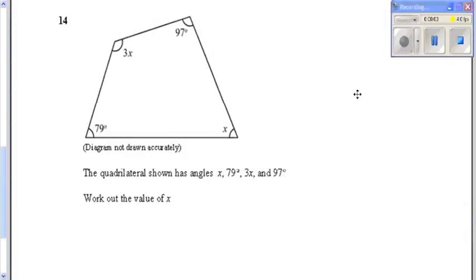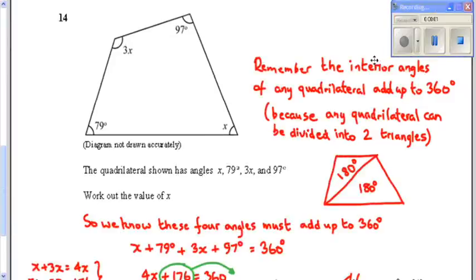Okay, here's question 14. So if you want to stop the video, have a look at that and have a go at it, and we'll go through the solution in a moment. Okay, so here's question 14. We're told that the quadrilateral, that's a four-sided polygon, has angles x, 79, 3x and 97. Work out the value of x.